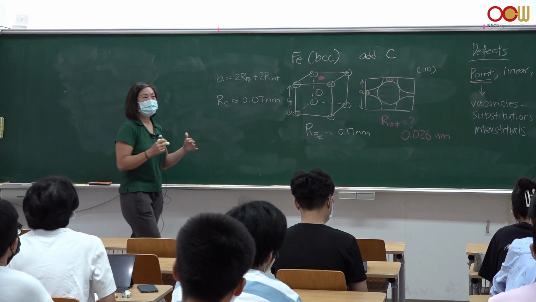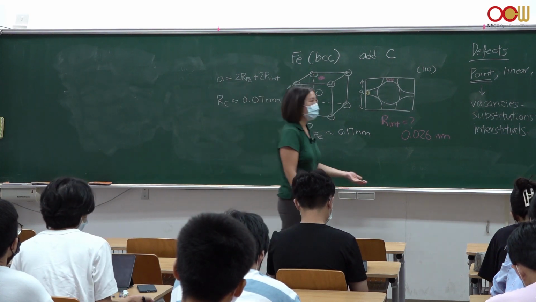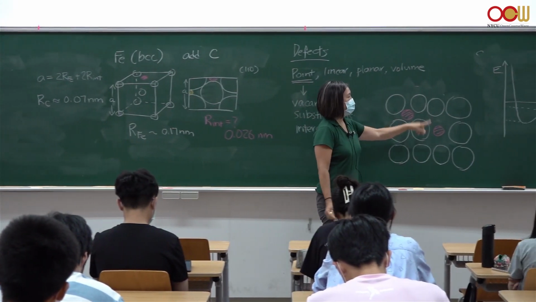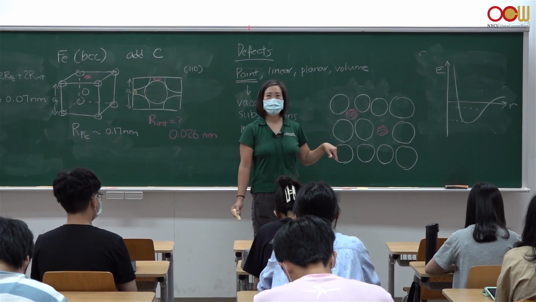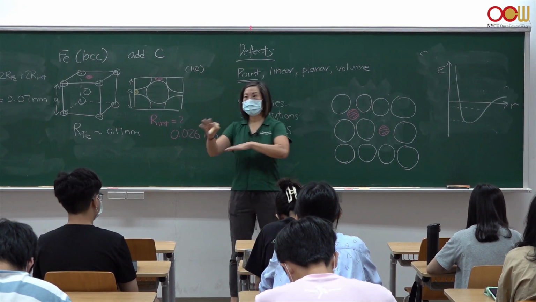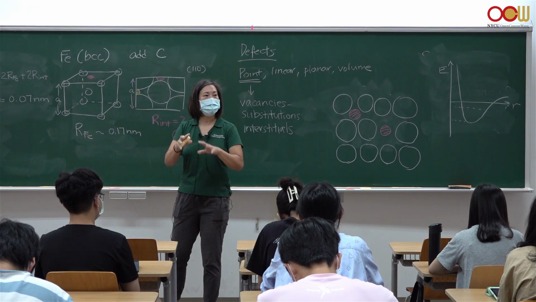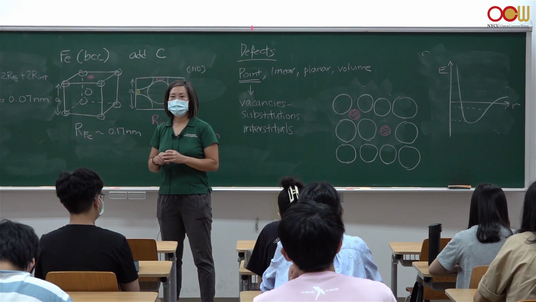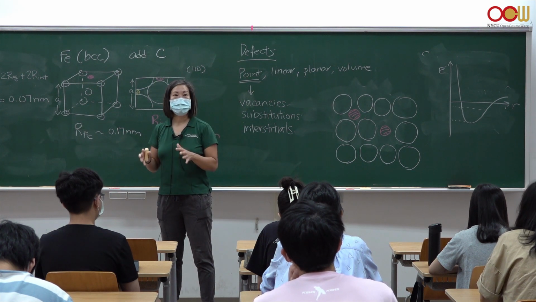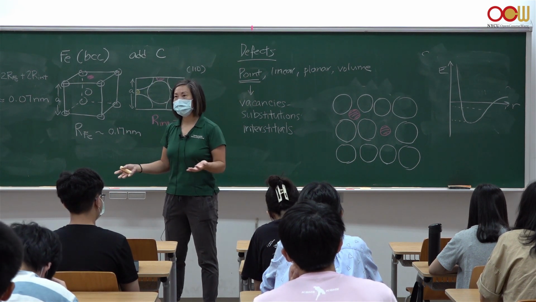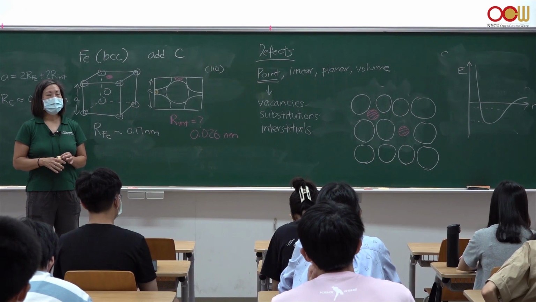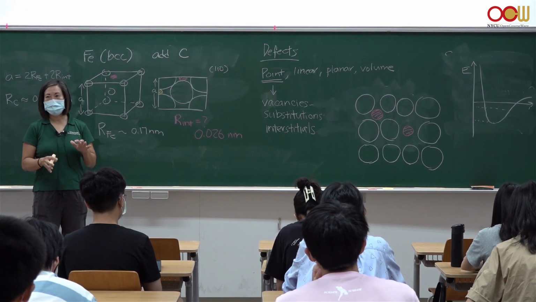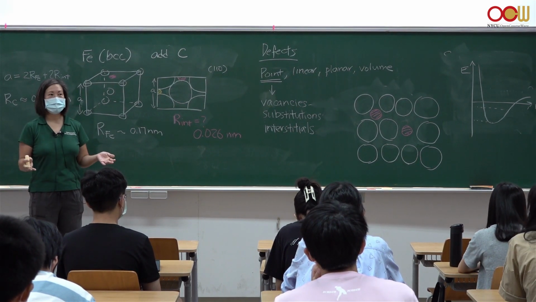If you wanted to add more carbon, you'll actually need to change the structure. It will no longer be BCC, because it needs to reorganize in order to fit more carbon into either the interstitial sites or a different phase, like a FCC or some other crystal structure. And so we will talk about the carbon-iron phase diagram later in this class.